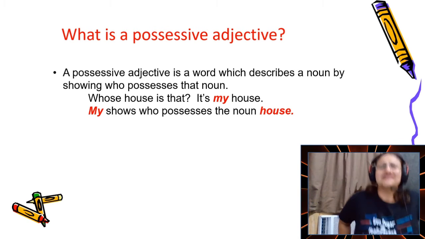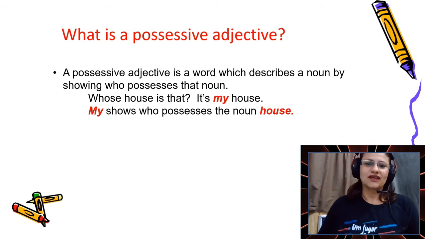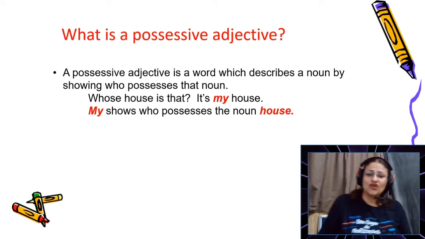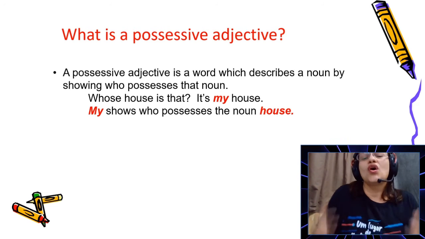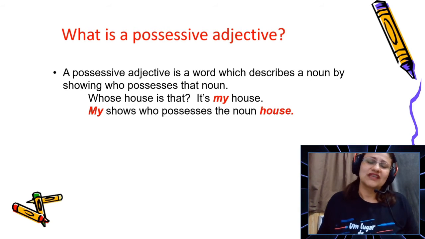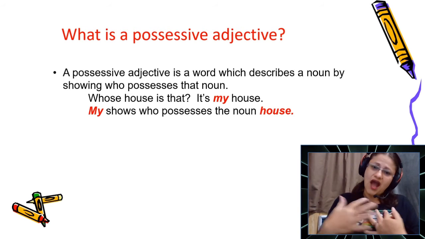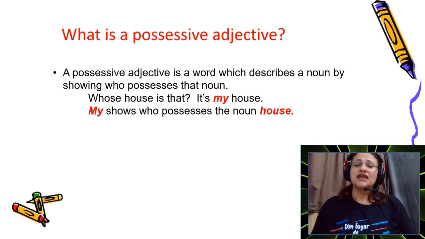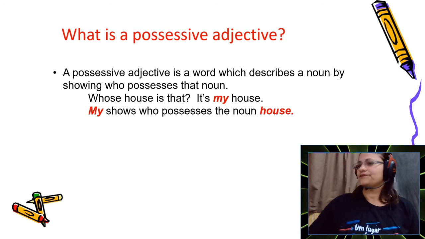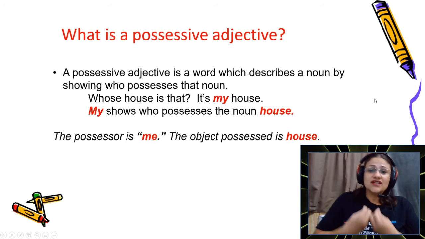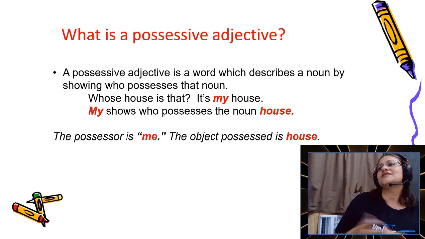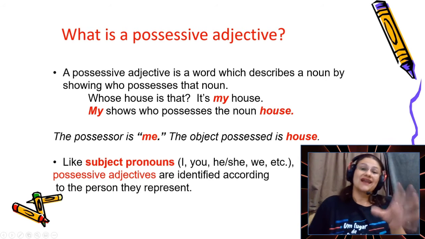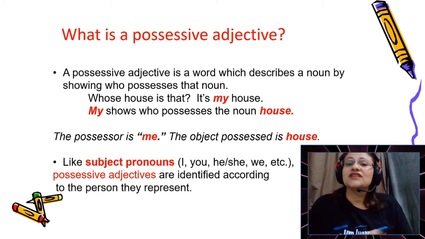Understand, guys? This is very, very simple to understand. The possessive adjectives just show you who possesses this thing. In this case here, this is my pencil case. In this case, it's my house. So, the possessor is me, and the object possessed is the house. So, guys, pay attention very carefully here.